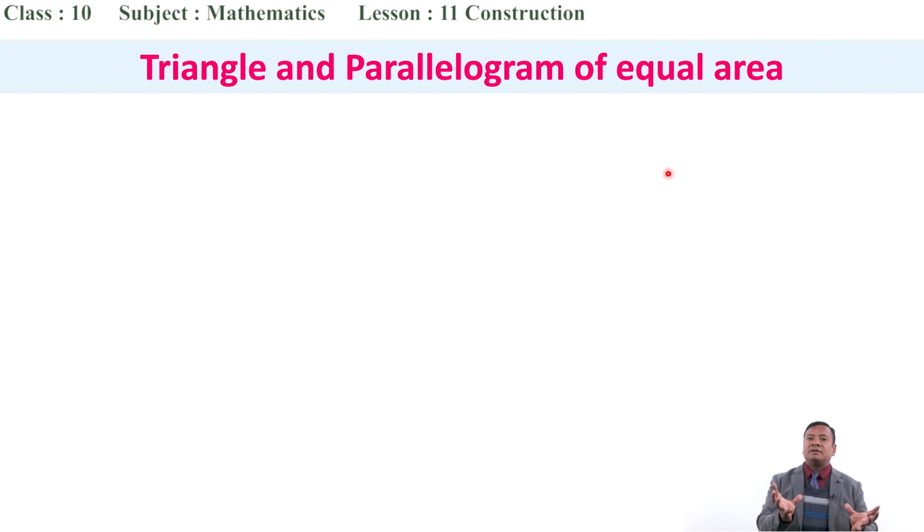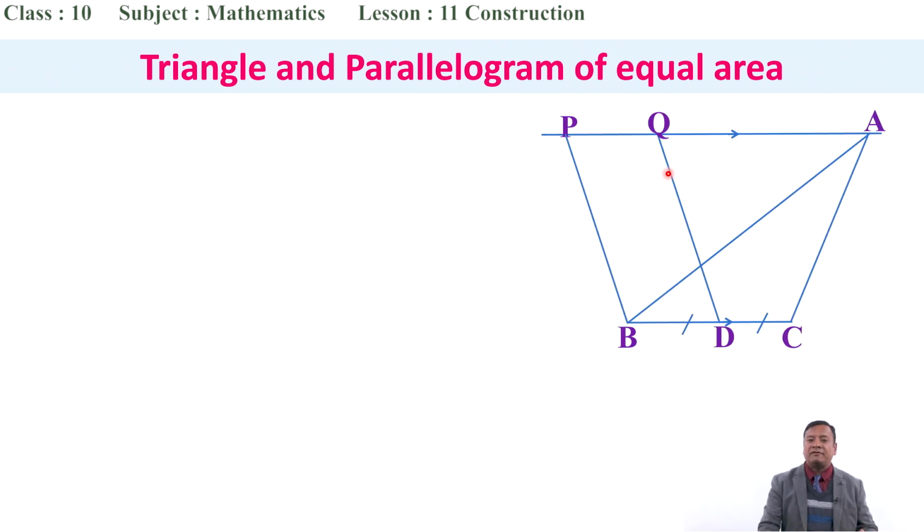In which condition the area of parallelogram will be equal to area of triangle? Can you remember? Look carefully here. Here you can see is a triangle ABC and the next one is parallelogram PBDQ, and given that PA is parallel to BC as well as BD is equal to DC, that is D is the midpoint.